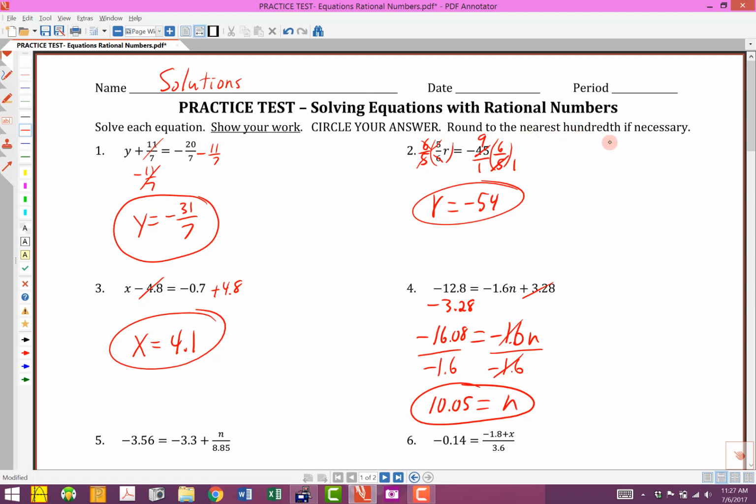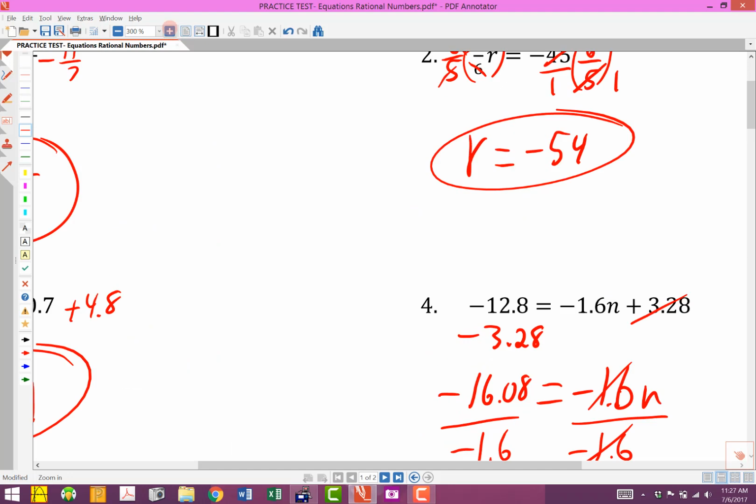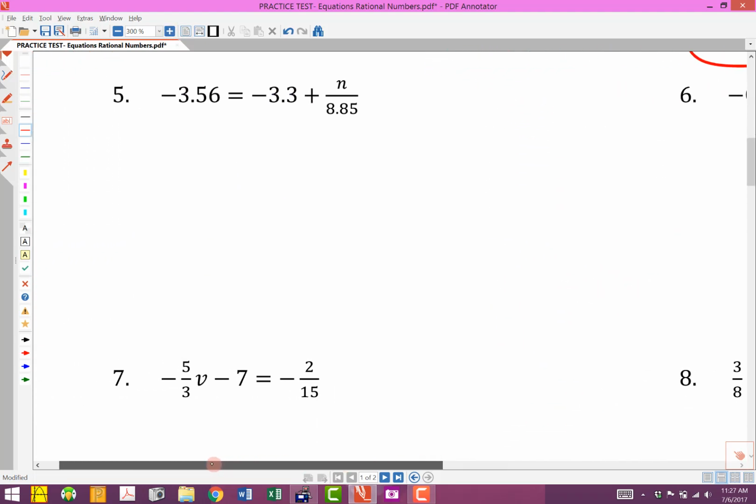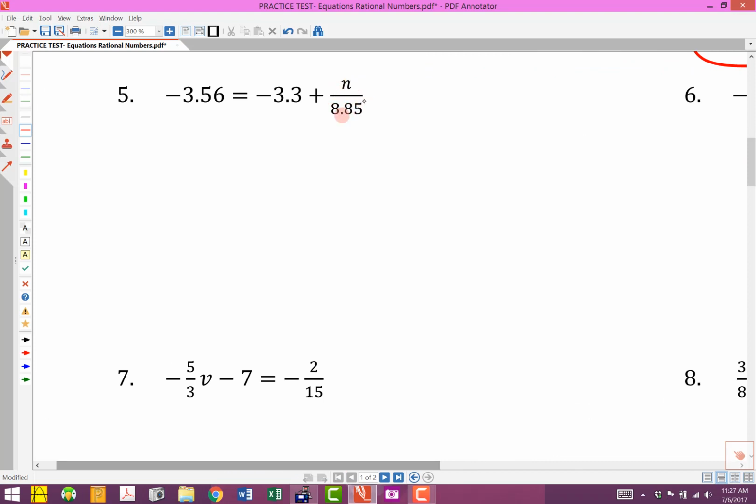It does say round to the nearest hundredth if necessary, so let's see if we have to do that on any of these. I'm going to blow this up just a little bit so we can take a better look at a few of these. Here's the variable term. We want to isolate that, so again I'm going to move this to the other side by adding 3.3 to both sides. That's going to cancel that off there, so we're going to end up with n over 8.85.